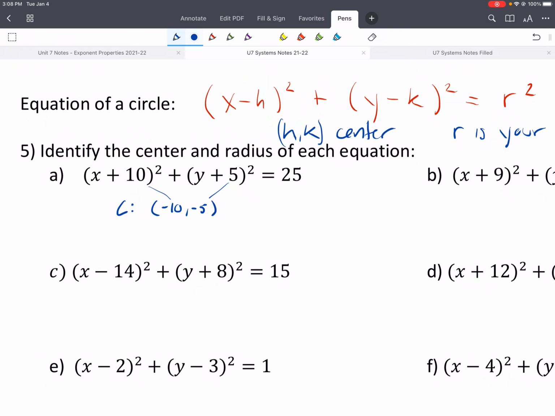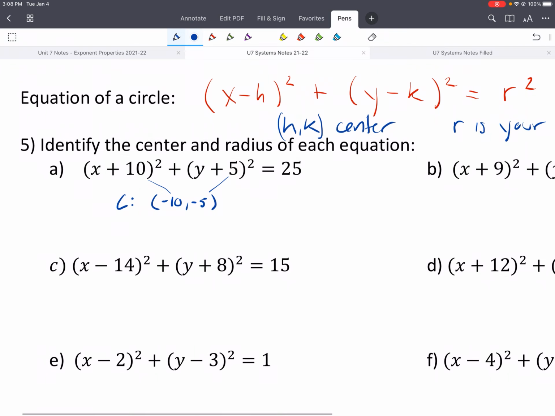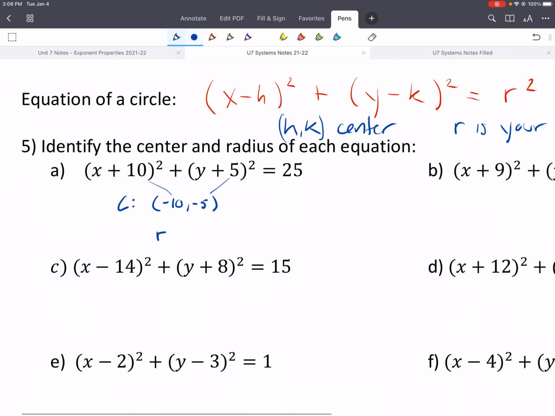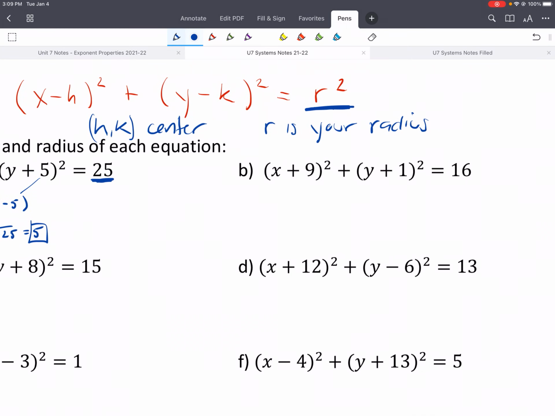But again, if you want to just keep it as, it's the opposite of what you think, okay? And then our radius, again, this 25 isn't the radius, that's the radius squared. So if we want to find the radius, we've got to square root 25 to give us 5. Okay? So here's another example. Our center is negative 9 comma negative 1, and the radius is the square root of 16, or 4.